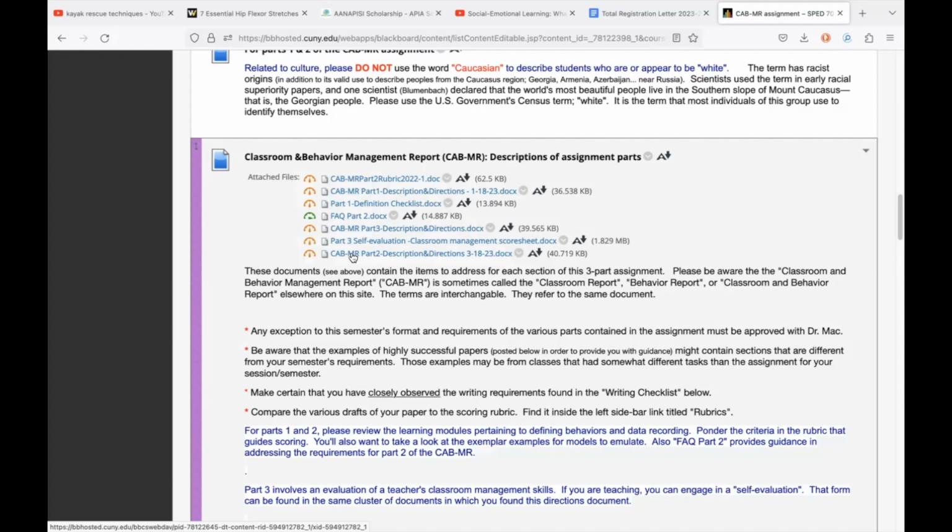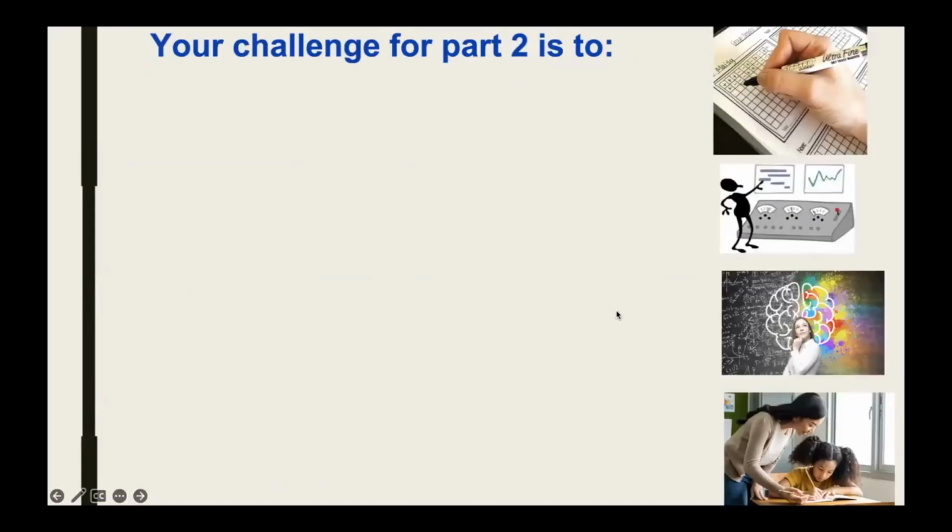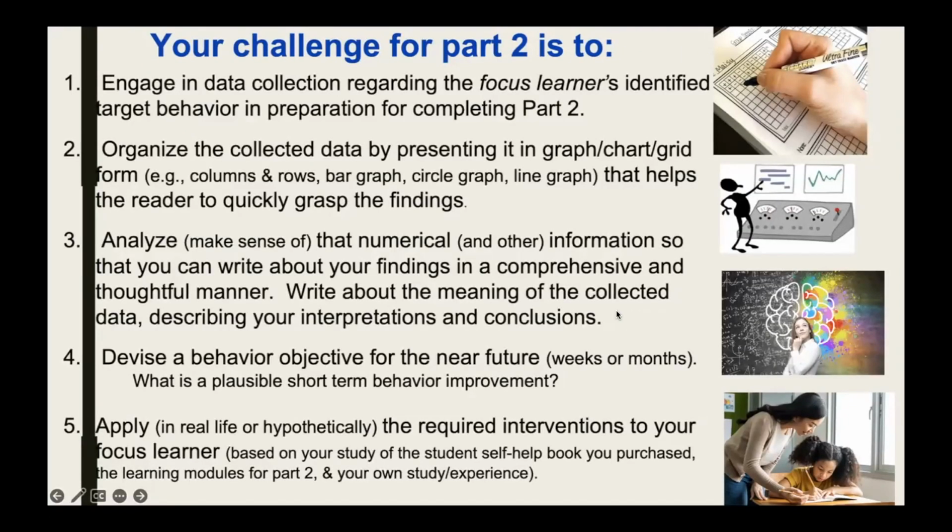You can click on that and it will bring up all of the requirements, the criteria. It will also bring up some links to study materials and a document that you need to complete for the part two. So it's all there. So here are your challenges, a number of hurdles to jump. We want to engage in the data collection, which many of you have already begun, and a few of you will be getting started.